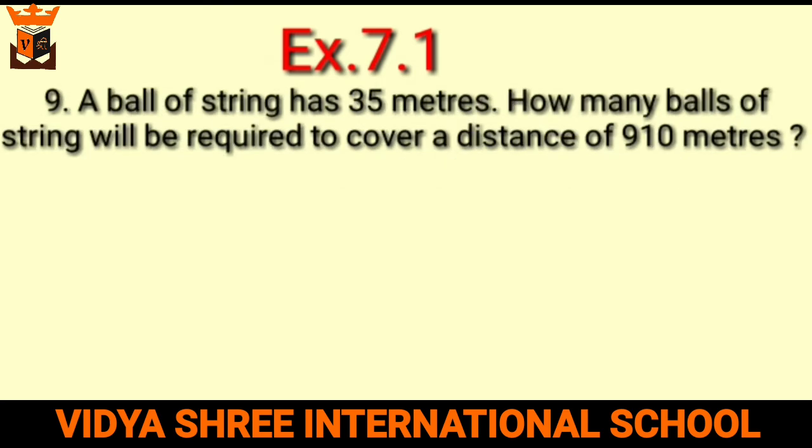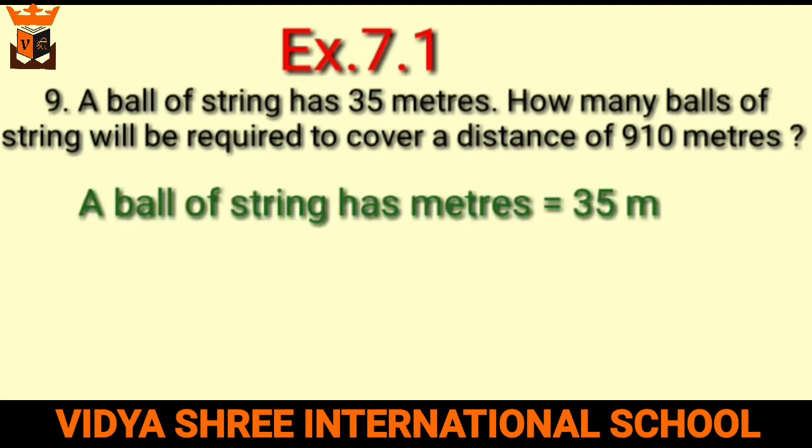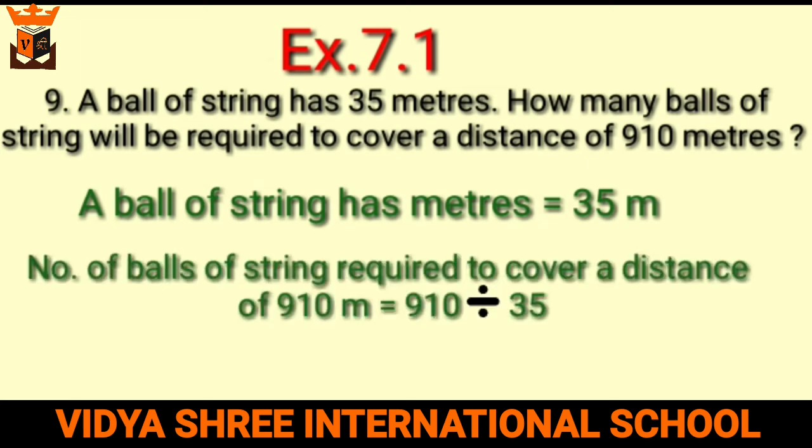Question number 9 is, a ball of string has 35 meters. How many balls of string will be required to cover a distance of 910 meters? According to the question, a ball of string has 35 meters. Now to find the number of balls of string required to cover a distance of 910 meters, we will divide 910 by 35. So after dividing, we get 26.